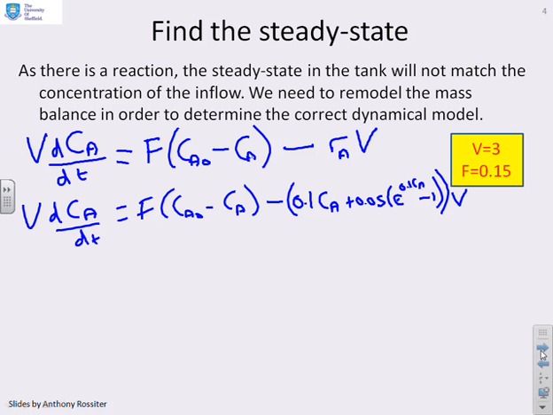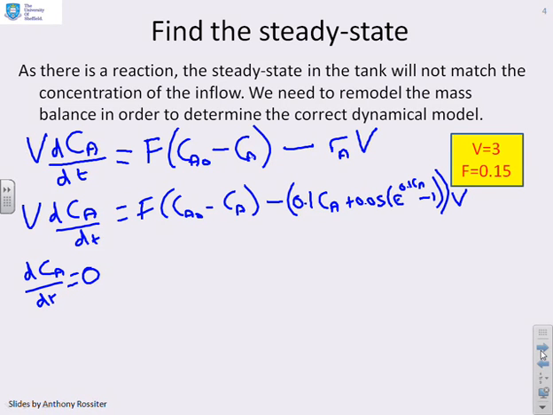Now, what might I want to do next? I might want to say, okay, let's do a balance at steady state to see what's happening at steady state. Well, at steady state, we've got dCA/dt equals 0. So therefore, if I also divide through by V to make life a bit easier, I'm going to have equals F over V into... have I done that the right way? Sorry, I've divided by the wrong thing there, I do apologise.